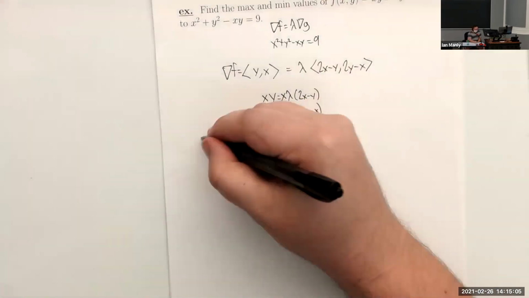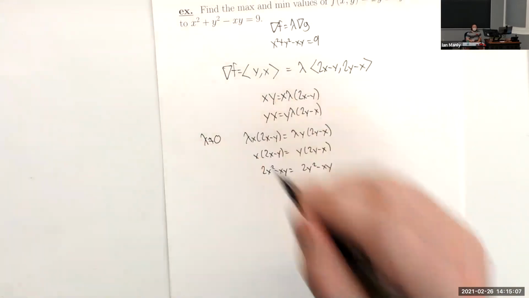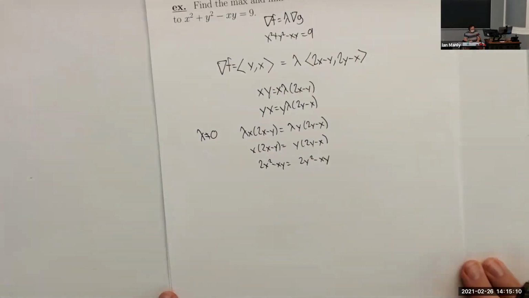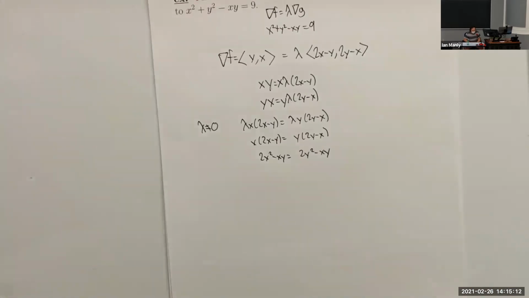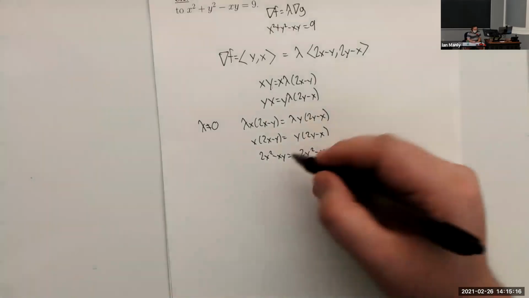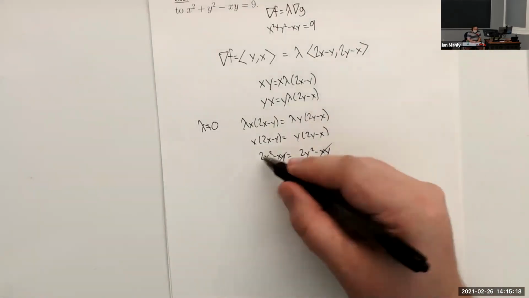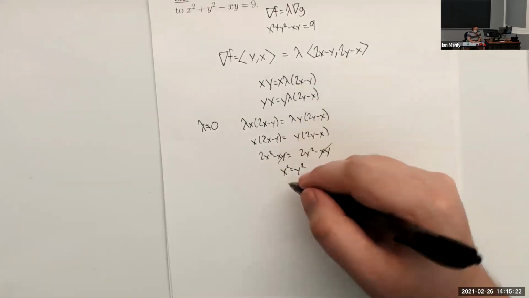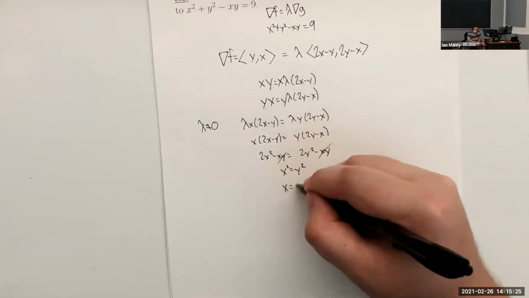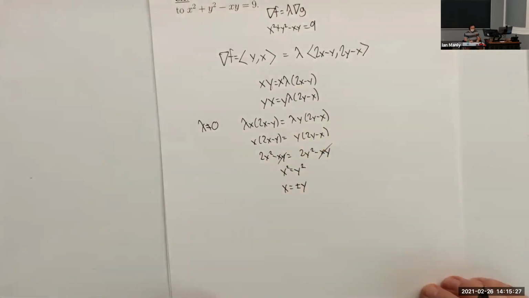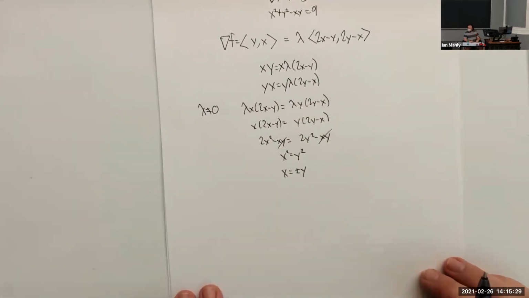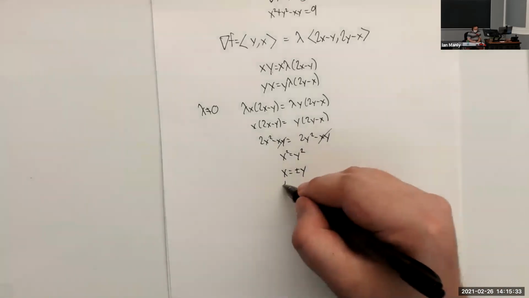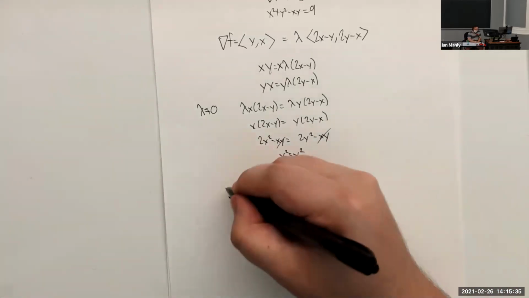Yeah, so I'm assuming here that lambda is not 0, and we'll talk about that in a minute. All right, so now we have 2x squared equals 2y squared, because we can cancel these guys out. So that gives us x squared equals y squared, or x is going to be plus or minus y. Let's take each of these situations separately.